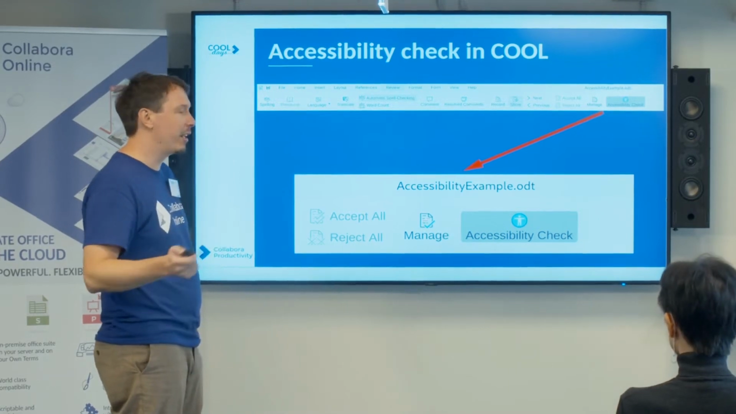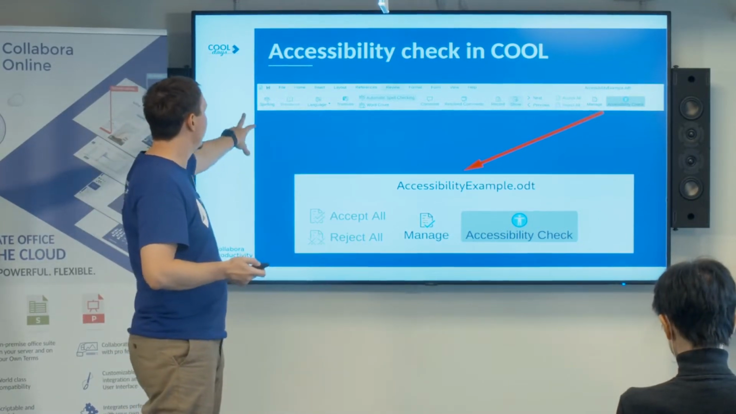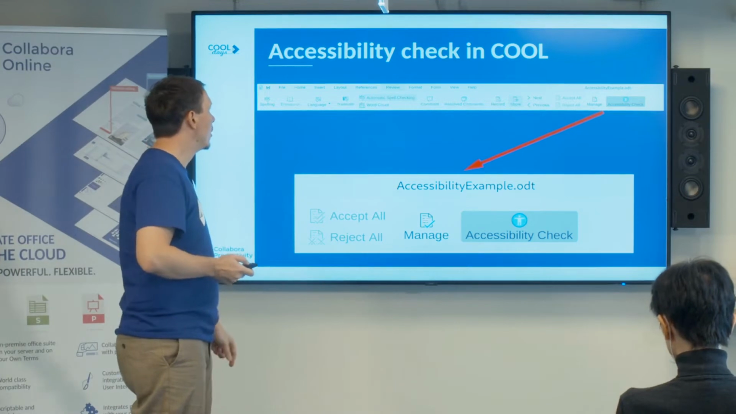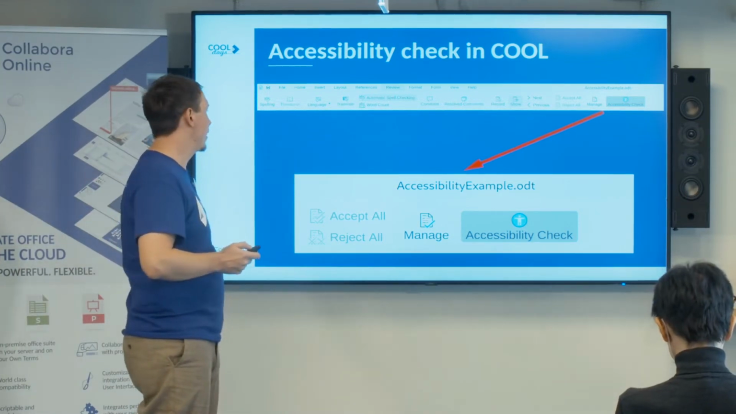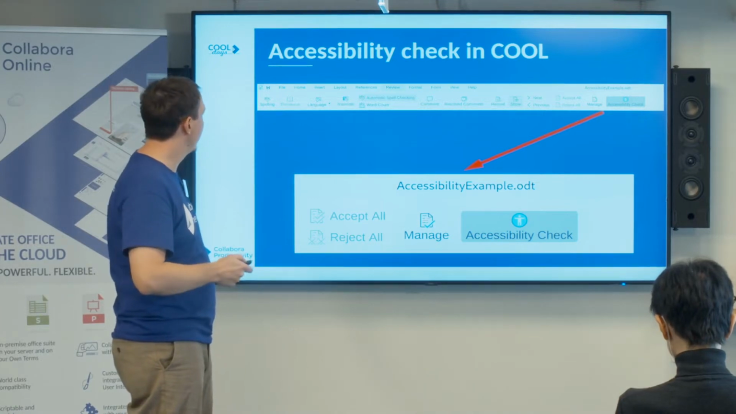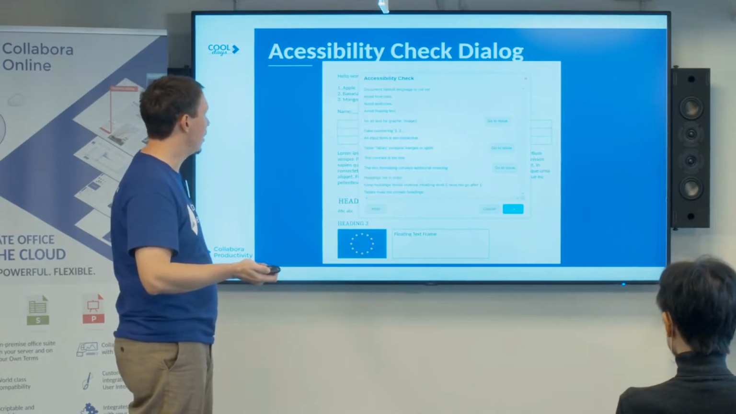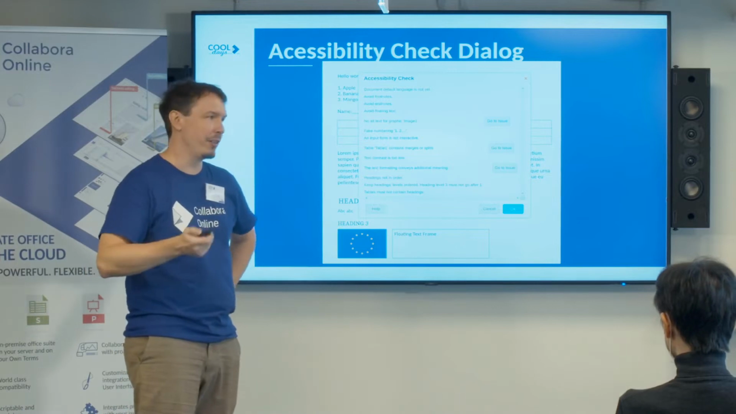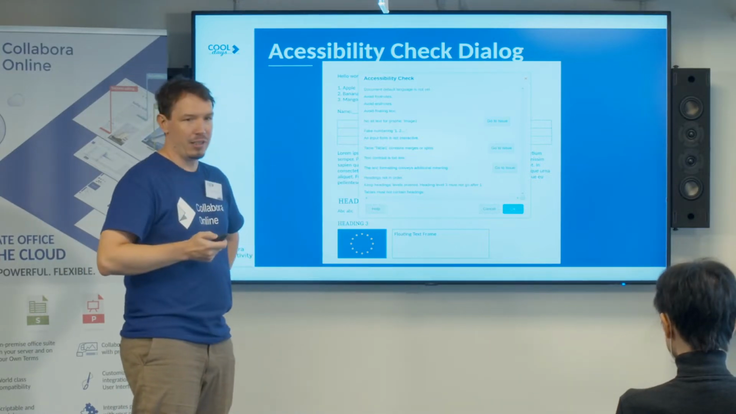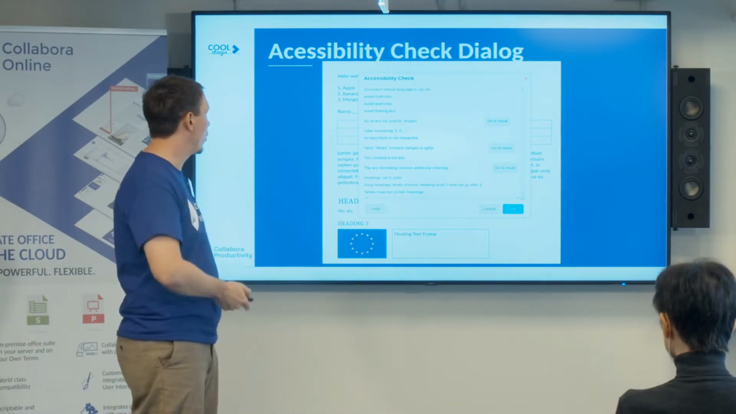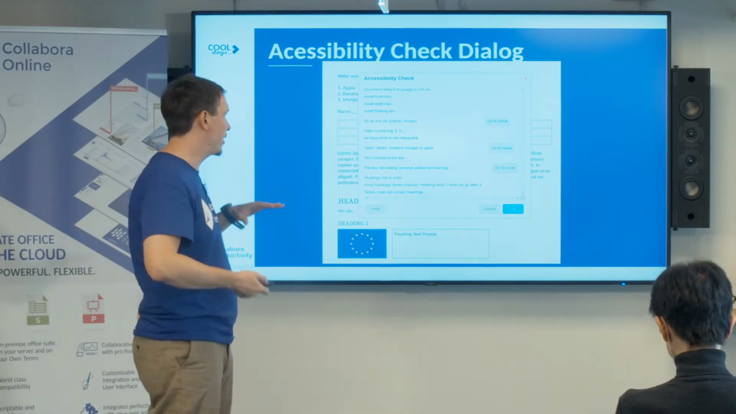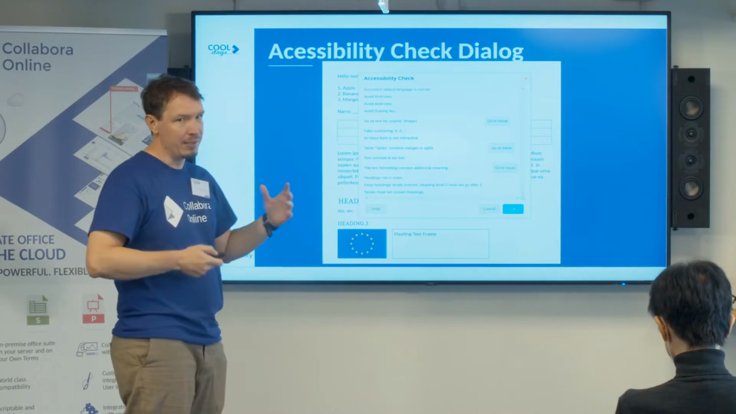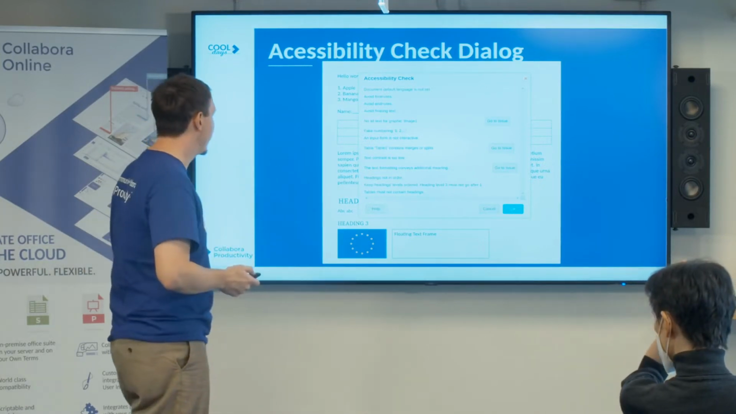The accessibility check in Collabora Online, as you can see, is inside the Review tab. You can enable the accessibility check and you get a dialog, and once you have started it, it will check the whole document for accessibility issues. There are a lot of checks we have implemented that check various things.